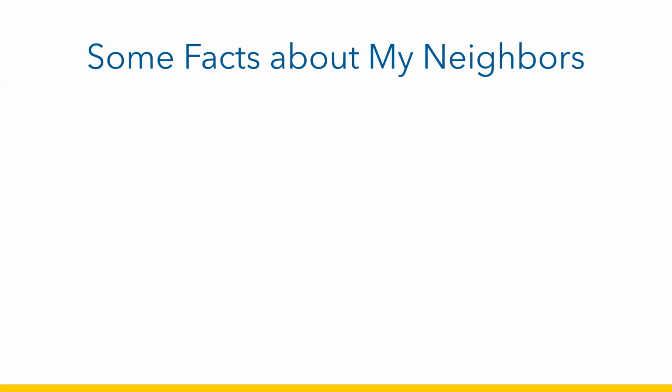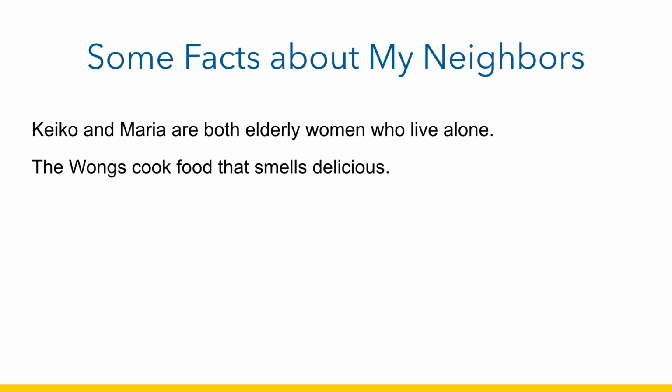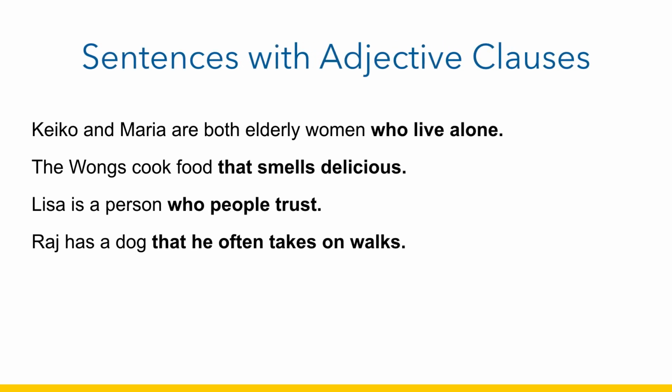Here are some facts. Keiko and Maria are both elderly women who live alone. The Wongs cook food that smells delicious. Lisa is a person who people trust. Raj has a dog that he often takes on walks. These sentences all have examples of adjective clauses.